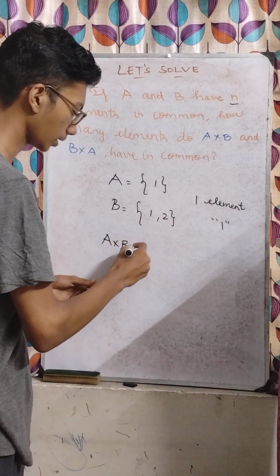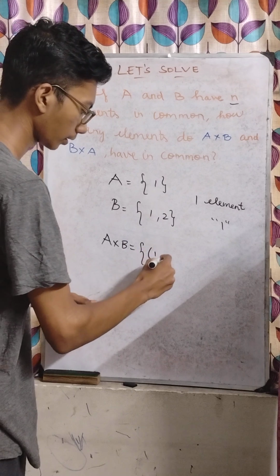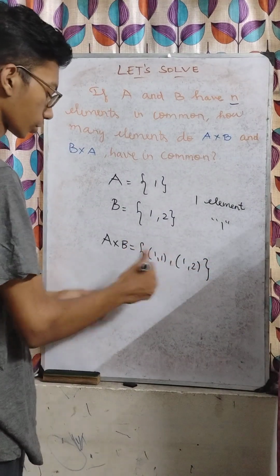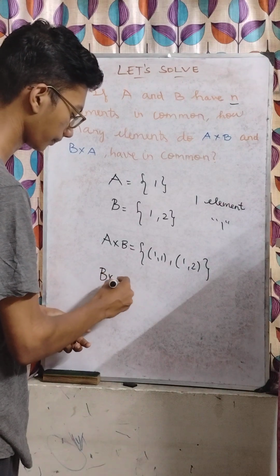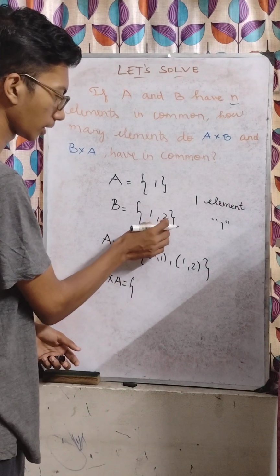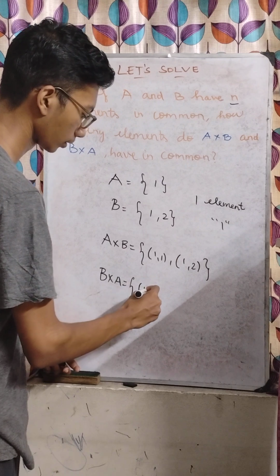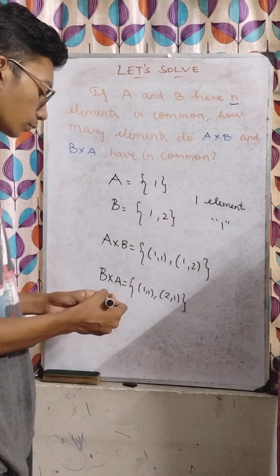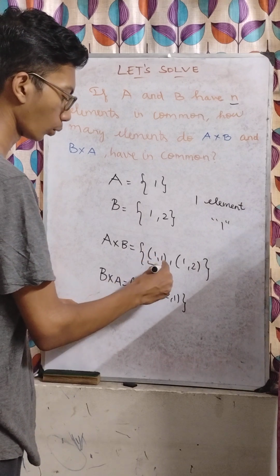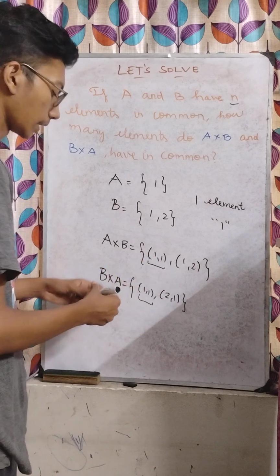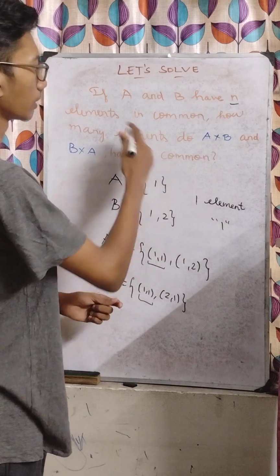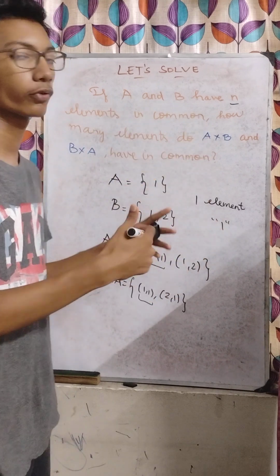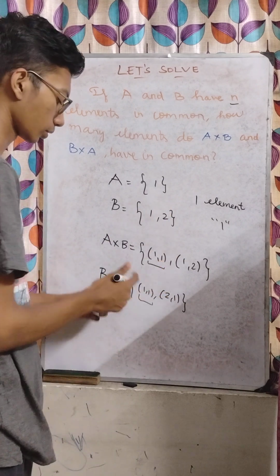So A cross B is (1,1), (1,2). So this is A cross B. Now B cross A. That is from here to here. So (1,1), (2,1). So from this we can clearly say one element is in common in both. That is (1,1). So if A and B have one element in common, then the number of common elements will be 1.